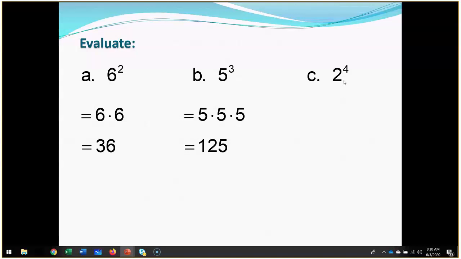And then the last one is 2 to the fourth power. There's no other names for once you're about 3. So it's just 2 to the fourth power, which means you need 2 times 2 times 2 times 2. 2 times 2 is 4. 4 times 2 is 8. 8 times 2 is 16. And that's it. So again, if you're struggling with these, make sure you write them out first. Usually that helps.